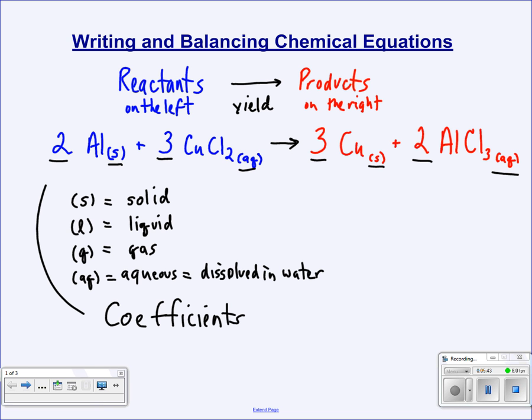It doesn't happen in this reaction here, but if there were no number in front of a substance, no coefficient written in front of it, it would mean that there was one of them. So whenever you have a 1, the coefficient of 1 is assumed. Let's correct this. Back to our 2 aluminum.